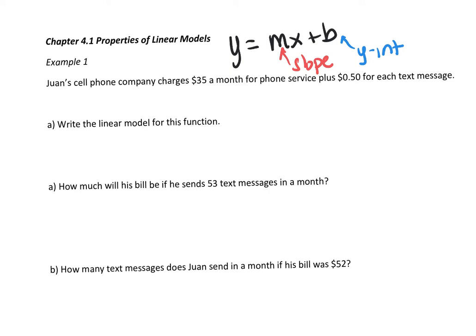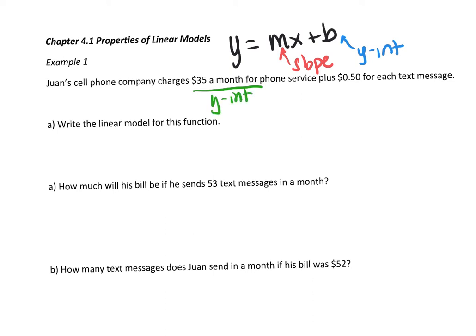So we'll look at this first example, and it says, one cell phone company charges $35 a month for phone service plus 50 cents for each text message. Write the linear model for this function. So notice we have two things happening here. We have to pay $35 straight up for the phone every month. So we're always going to start with that in our equations. That's a start. That's the y-intercept.